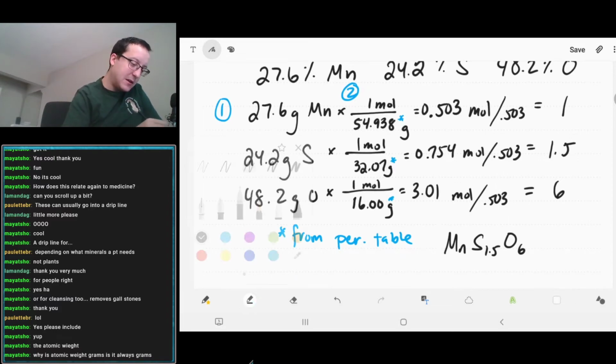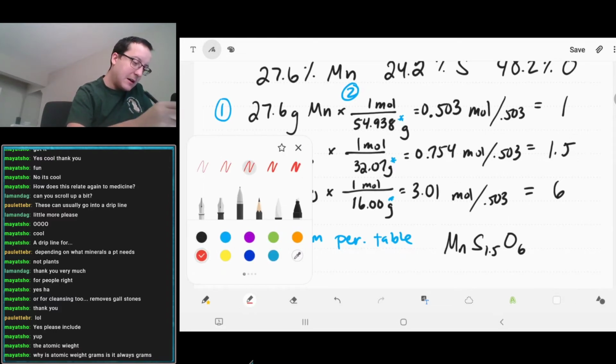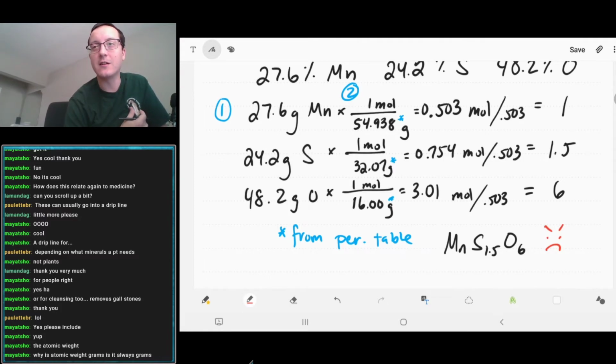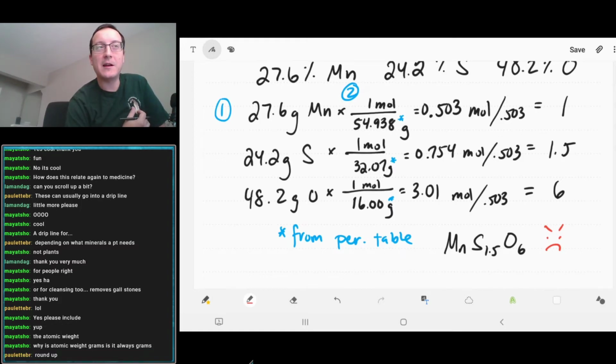If you were to do this, I would be angry. We don't like this. Nobody does formulas with a 1.5 in it. We're not going to want to do that in this case, because if we round up to 2, we're going to end up with a different compound. That would work if this were a calculation problem. Yeah, we would round up.